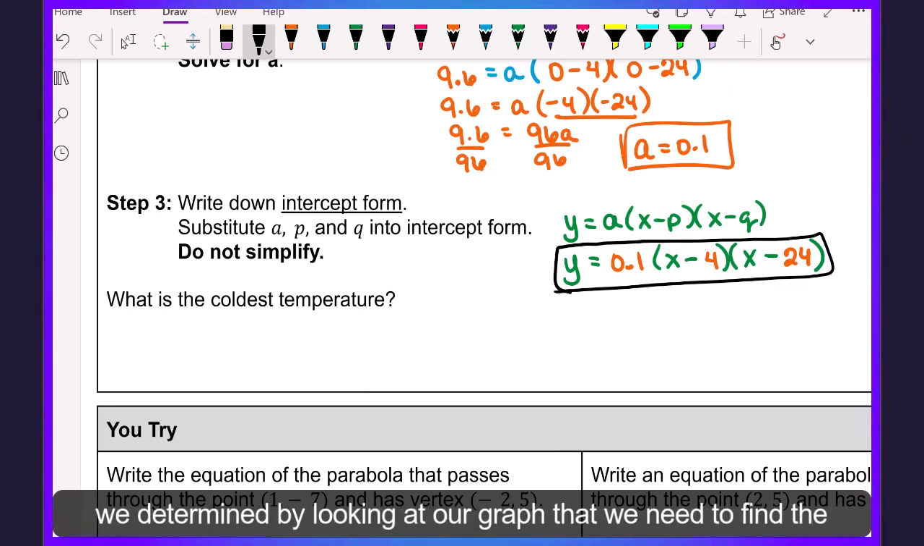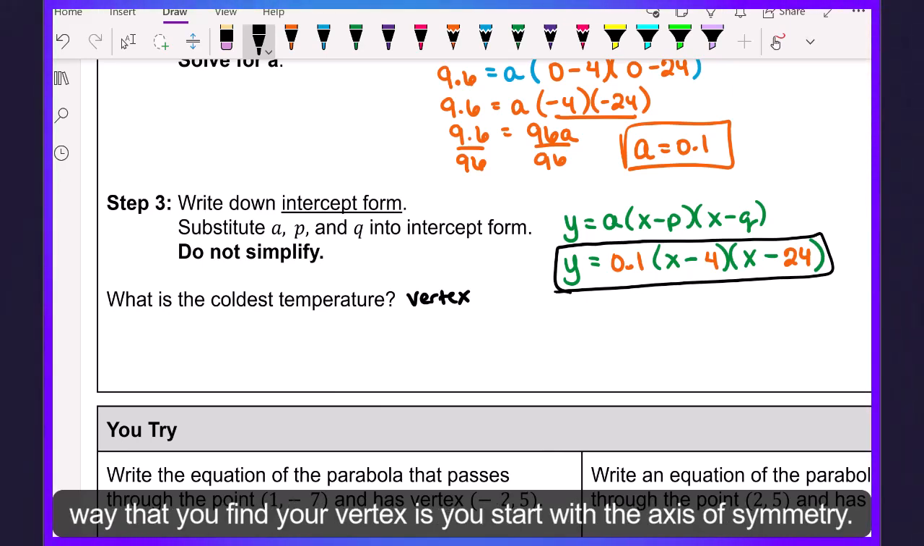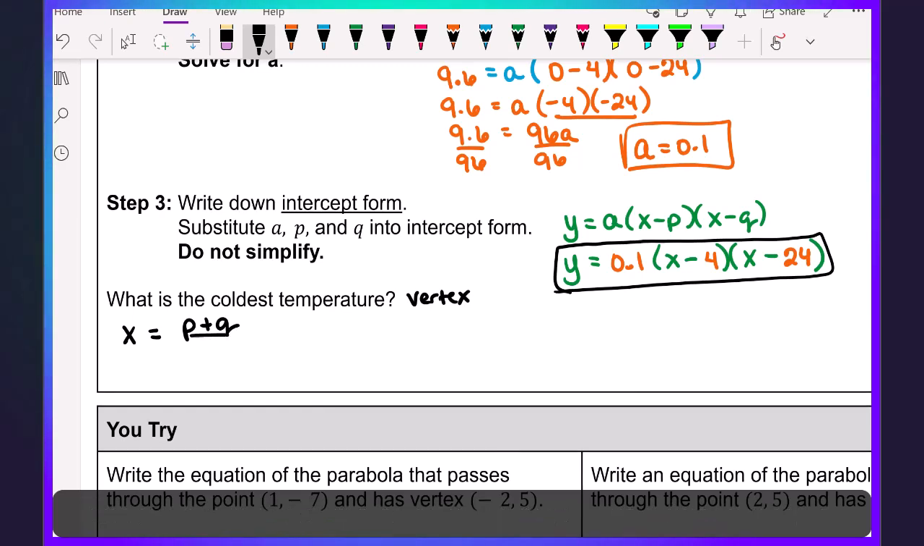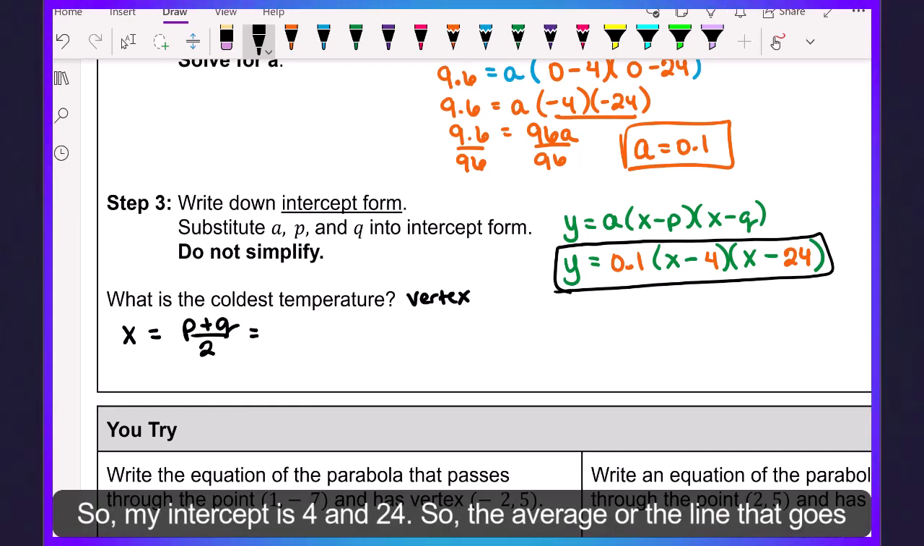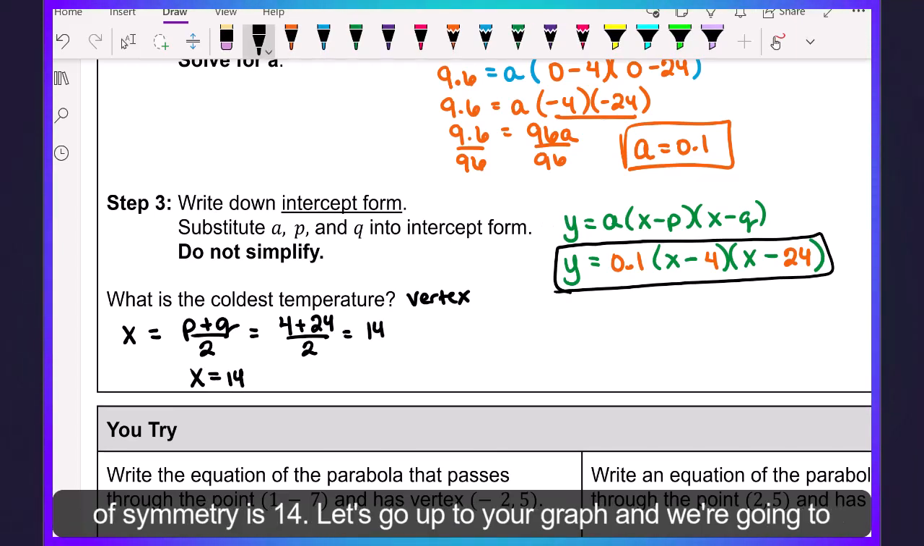Well, we determined by looking at our graph that we need to find the vertex to help us find our answer. Since this is intercept form, the way that you find your vertex is you start with the axis of symmetry. And your axis of symmetry is the average of your two intercepts. So my intercepts are 4 and 24. So the average, or the line that goes right down through the middle of those, would be 14. So your axis of symmetry is 14.